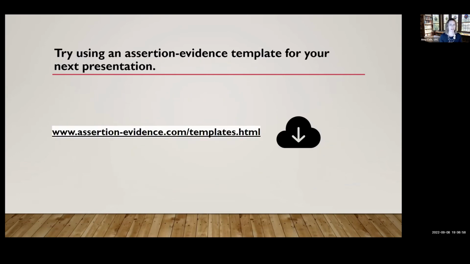If you do want to have a template, if you want to kind of get a look at this, this is the Assertion-evidence.com. It is not a pretty website. I will tell you that right now. I'm not even sure it's an accessible website. It looks pretty dated, but you know, it's engineers built it.